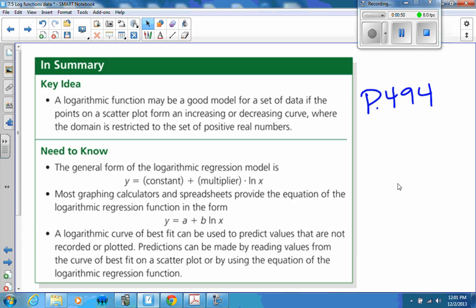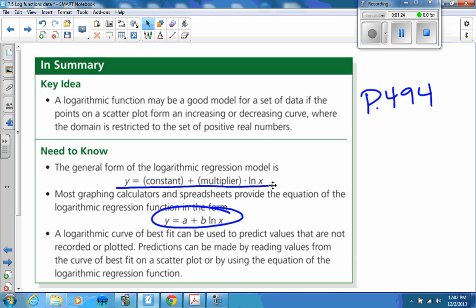the points on a scatter plot form an increasing or decreasing curve where the domain is restricted to the positive real numbers. Okay, so you need to know the general form of the logarithmic regression is a constant plus a multiplier times the ln, natural log, of x. Most graphing calculators and spreadsheets provide the equation of the logarithmic regression in the form a plus b ln of x. We'll talk about that when we do an example.